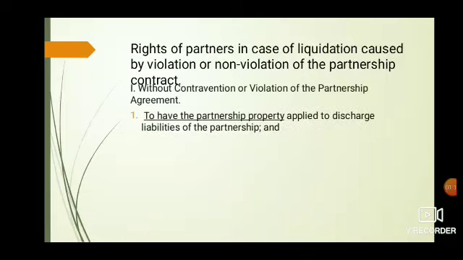The first one is to have the partnership property applied to discharge liabilities of the partnership, meaning they can sell the partnership property to pay the partnership debt. So, what is a partnership property? It is the subject to sharing among the partners. Partner property belongs solely to the partners. This underscores the importance of determining what belongs to the partnership and what belongs to the partner.